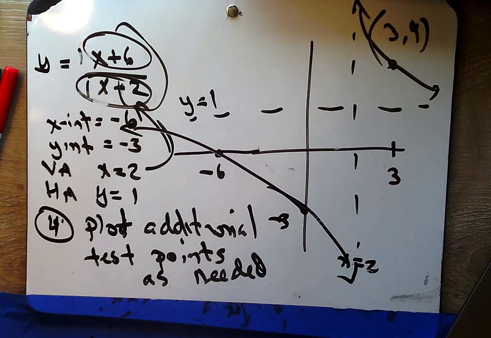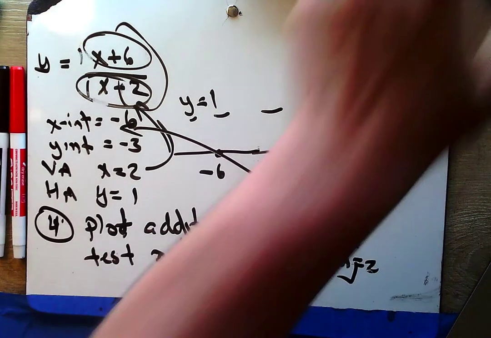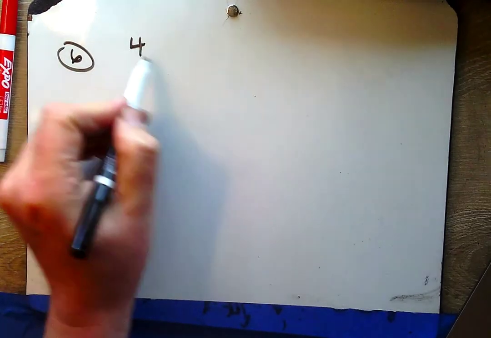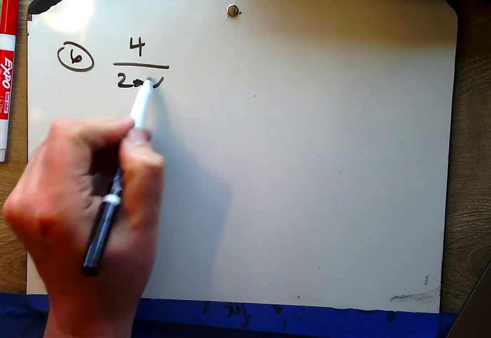All right. Well, let's get to this graphing then. I like to think at this point you're warmed up and ready to go. By the way, the graph I just drew was the graph for number 5. 6. 4 over 2 minus x.